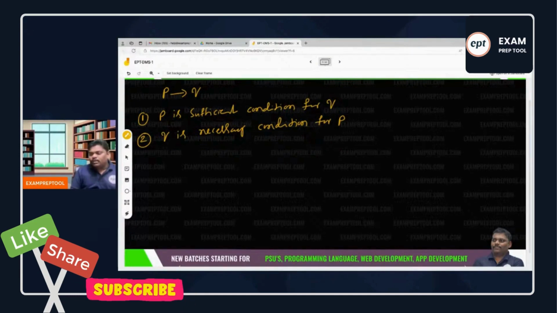He will ask you in the examination, P implies Q, who is the necessary condition to whom? Who is the sufficient condition to whom? Please take care. Q is the necessary condition for P. The reason is, if P is true, Q should be true, then only this is true. Please be careful.